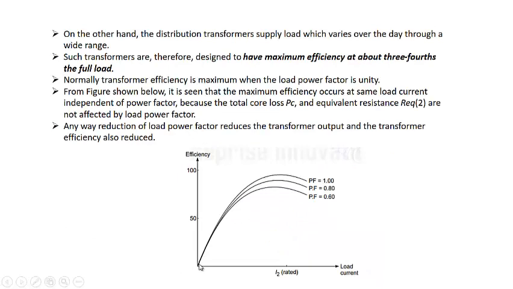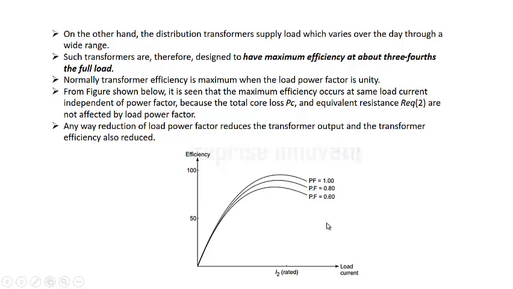When load current is very small, you will see that output is very small, but the constant core losses are very large. It is because of the constant core losses that the efficiency is very small. As load current increases, the power increases, but I square R also increases. And at a point when these I square R losses are equal to the constant PI losses, at that time you will see the efficiency will be maximum for all these power factors.